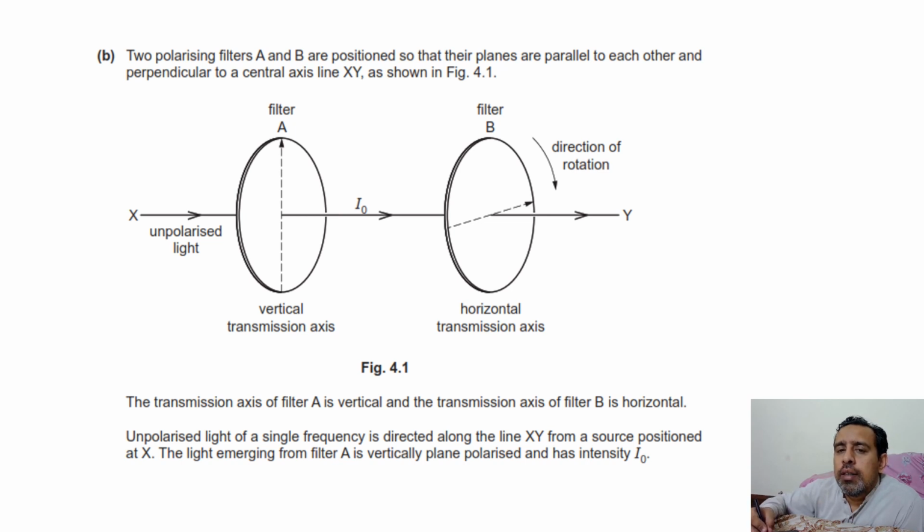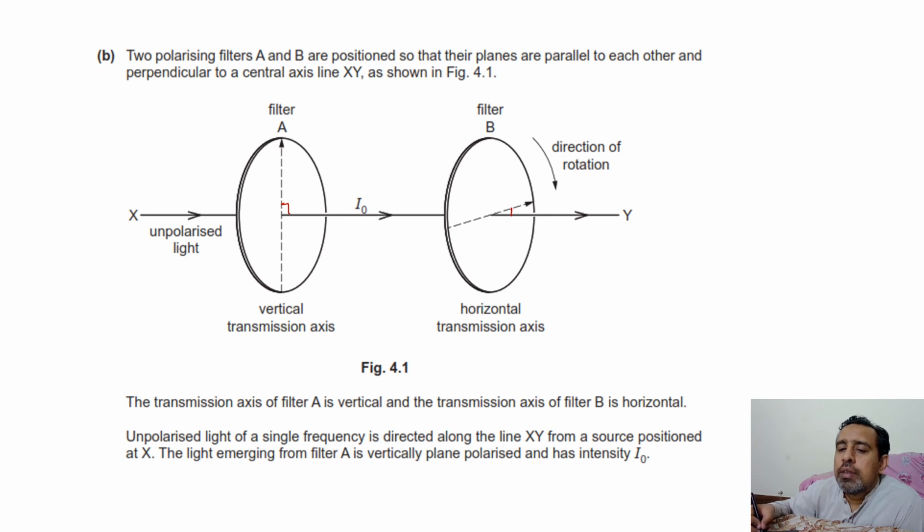In these two filters, the two polarizing filters A and B are positioned so that their planes are parallel with each other and perpendicular to the central axis line XY. Means these are perpendicular, like this one and this one. Now, the transmission axis of the filter A is vertical and the transmission axis of B is horizontal.